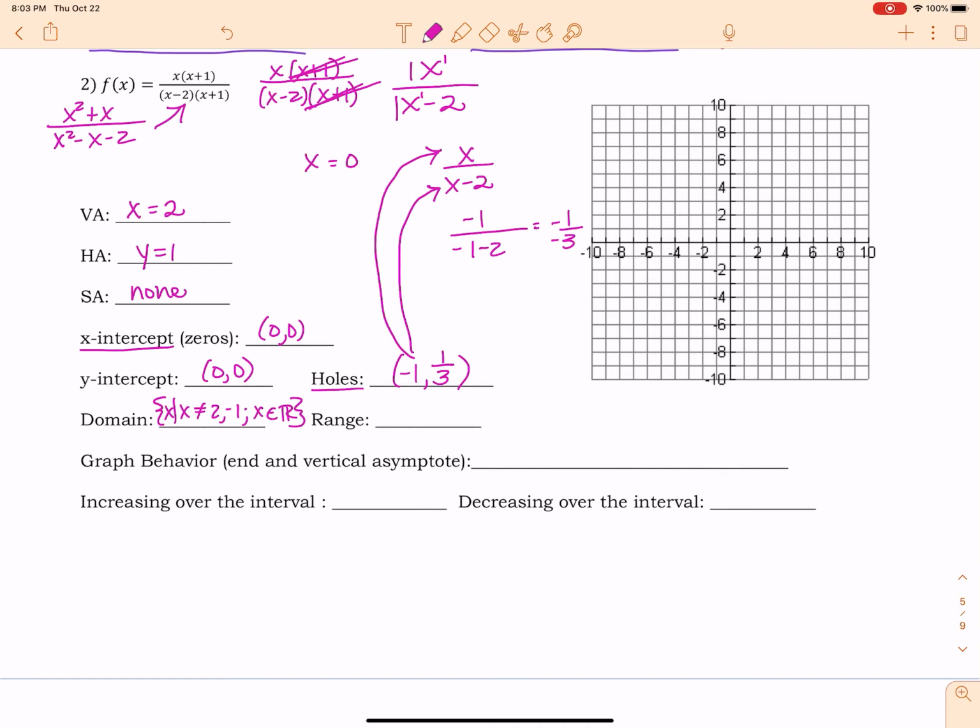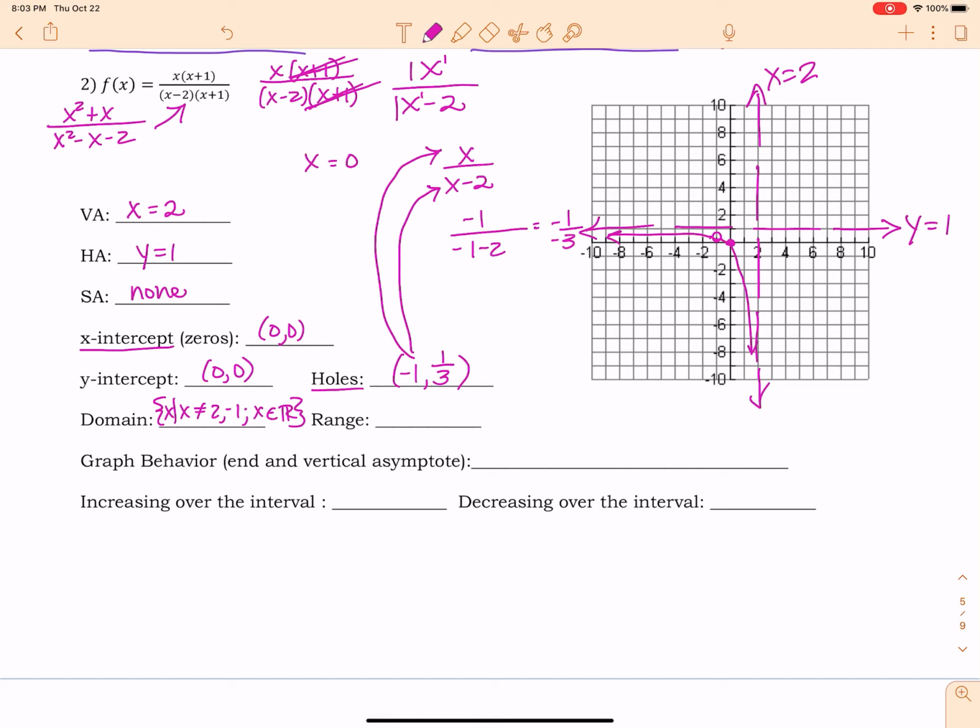Okay, so I'm going to start with my vertical asymptote at x equals 2. And I've got a y equals 1 horizontal asymptote. Okay, I've got an x and a y-intercept at 0, 0, so I know the graph's going to go through there. There's a hole at -1 and 1/3, so that is going to be about right there. So I know my graph is going to look something like that.